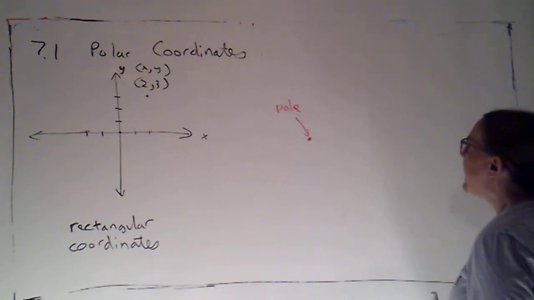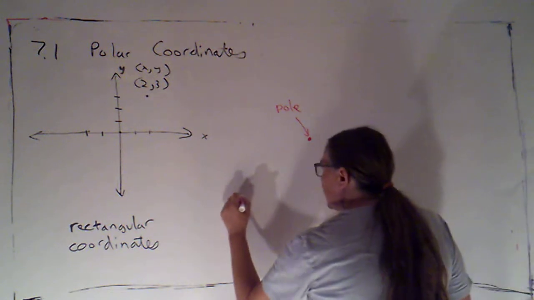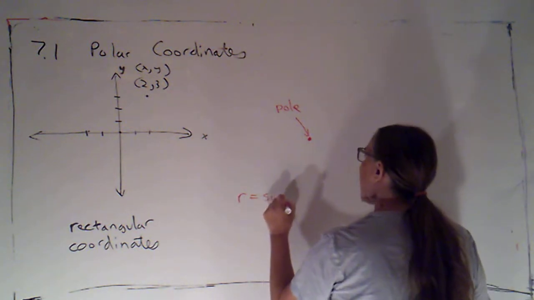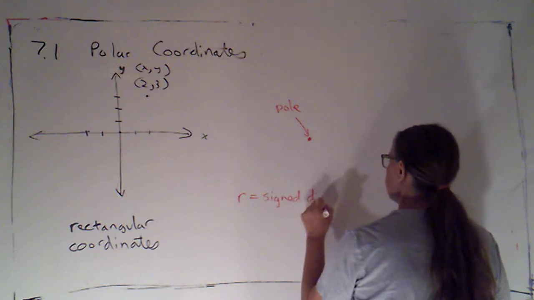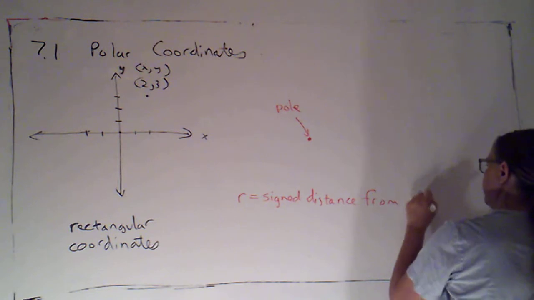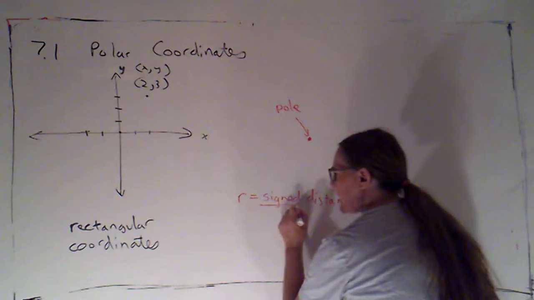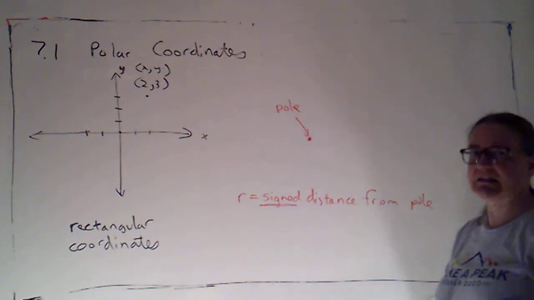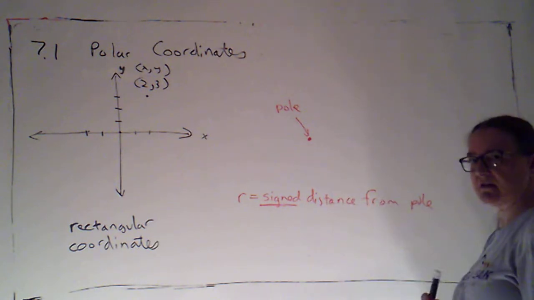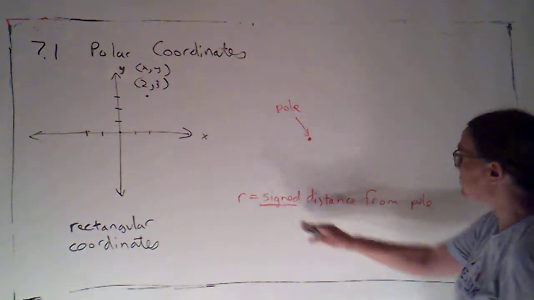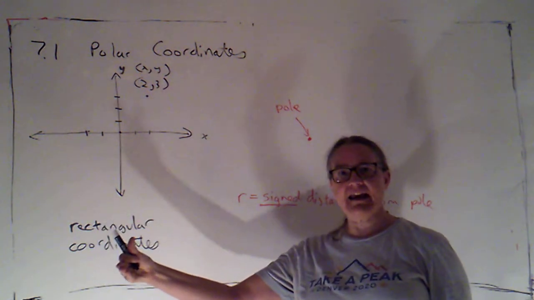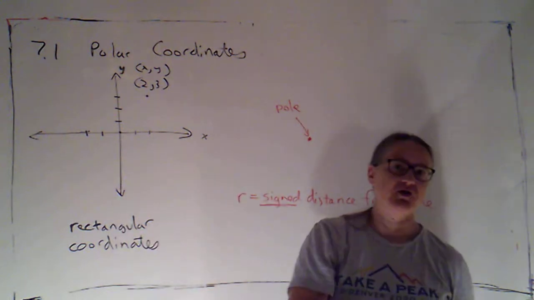Okay? And r, which is one of my polar coordinates, is going to represent the signed distance from the pole. Now, we're going to have to talk about what signed distance means. Distance, you kind of understand. Signed distance, we're going to have to talk about. But essentially, we're going to have a positive direction. And so if r is negative, it's saying go that distance, but in the opposite direction.